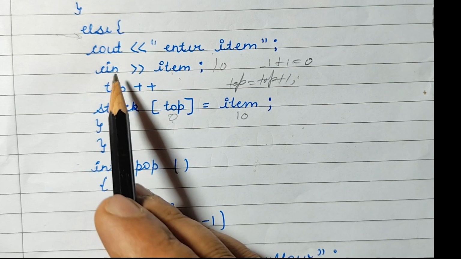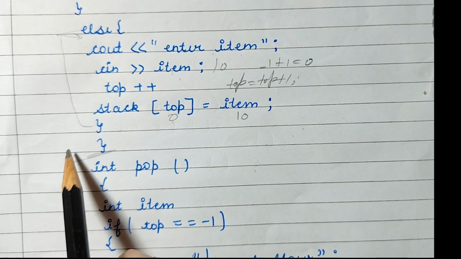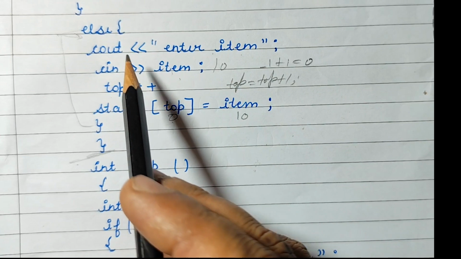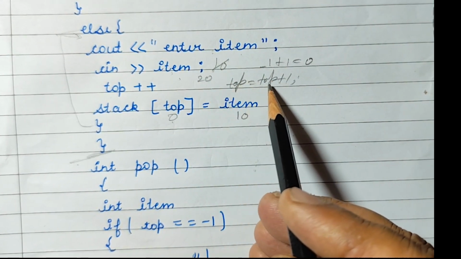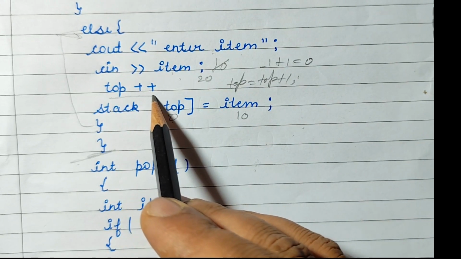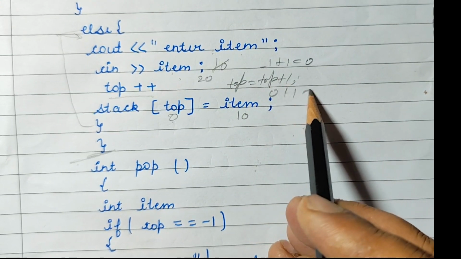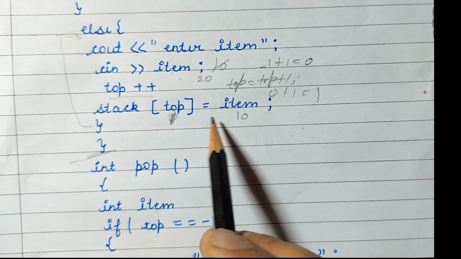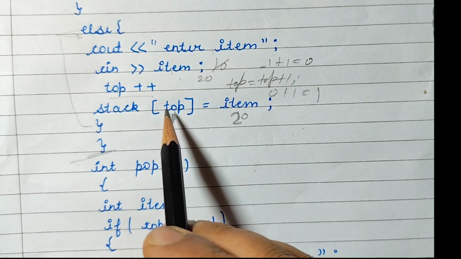And after this, the else block is closed, and here your push function is also closed. So when we call this push function a second time, first we enter the item. Suppose here you enter the item 20. At that time top is incremented. The last value of top is 0, so 0 plus 1 becomes 1. It means stack of 1 is equal to item, which is 20, so 20 is inserted. In this way it will work.